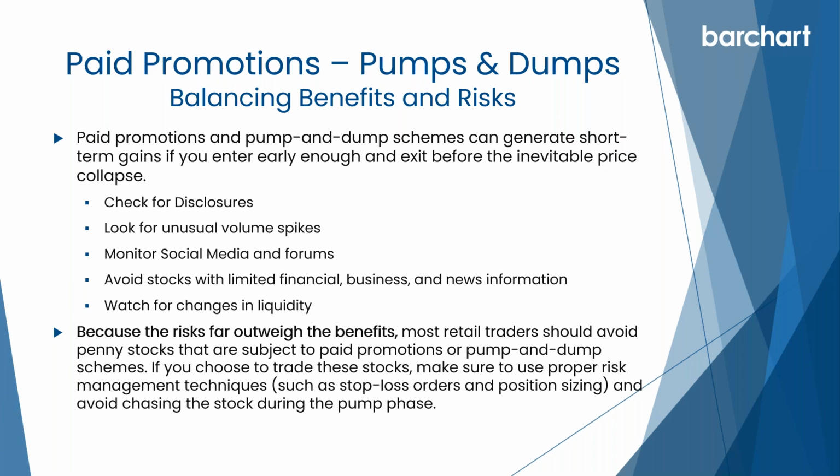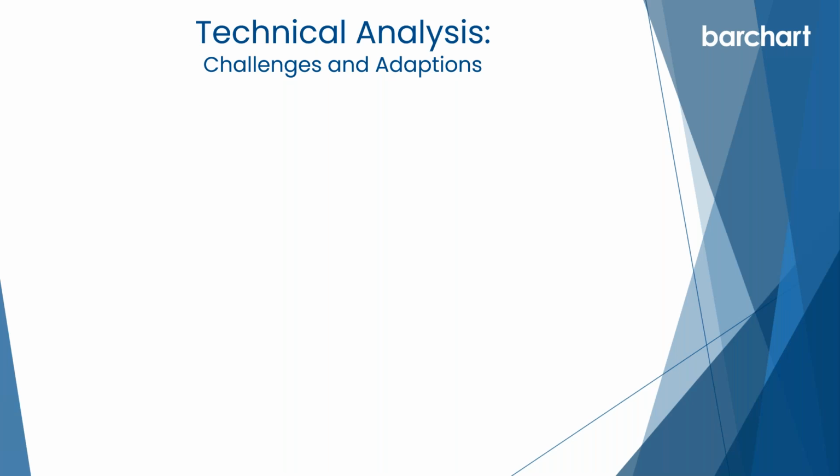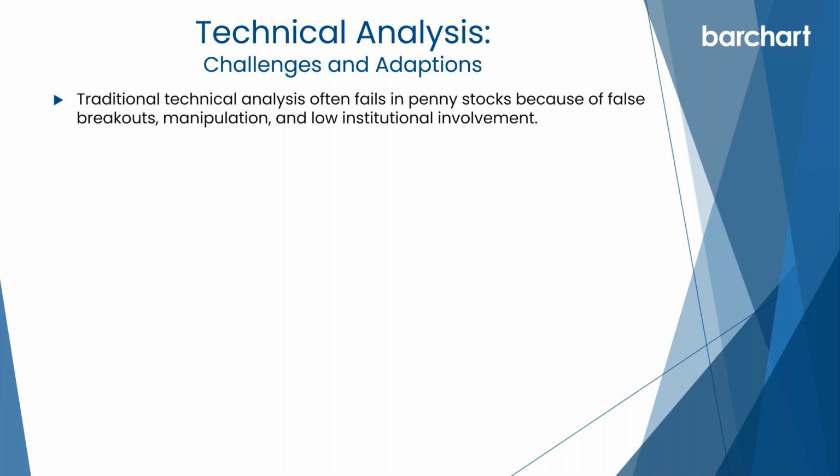All right, let's get to technical analysis, challenges and adaptations. All right, so traditional technical analysis often fails because penny stocks have a lot of false breakouts. Again, we talked about this manipulation, and because of low institutional involvement, you get a lot of false breakouts or limited price movement, wide price movements. So, I think the word fail here might be a little bit of a strong word. I think a better phrasing could be, this type of traditional technical analysis might create more false signals.